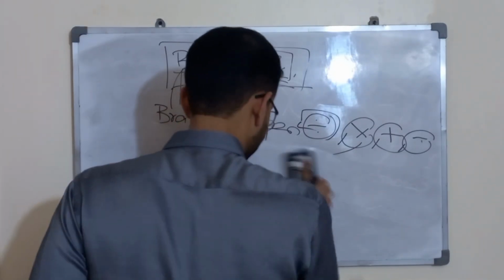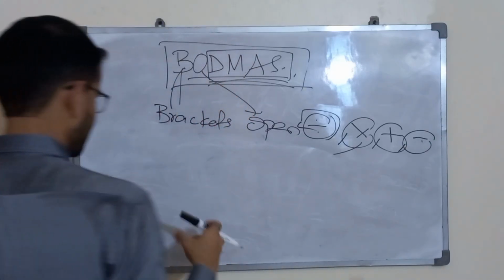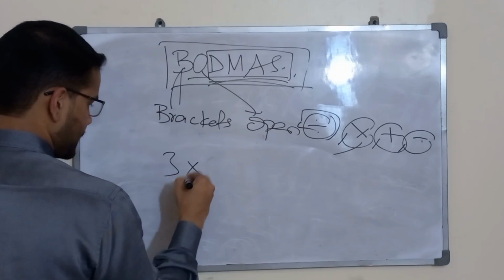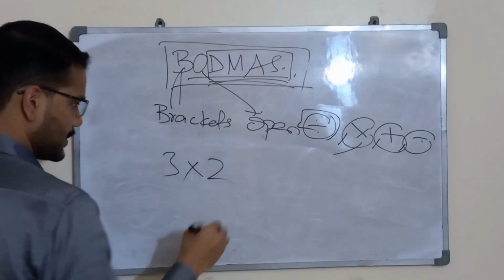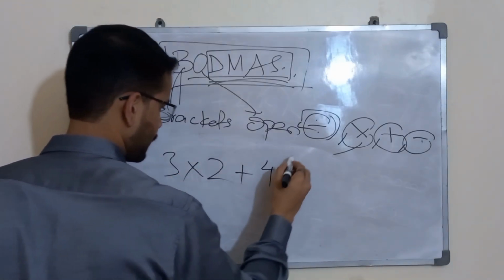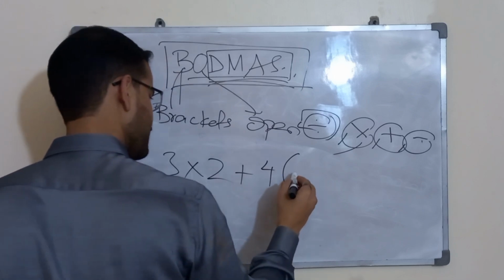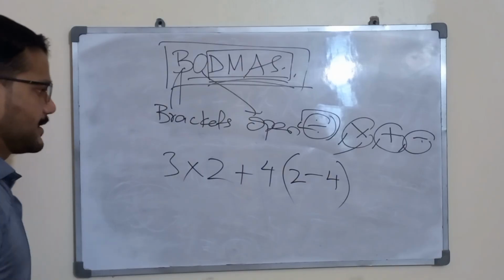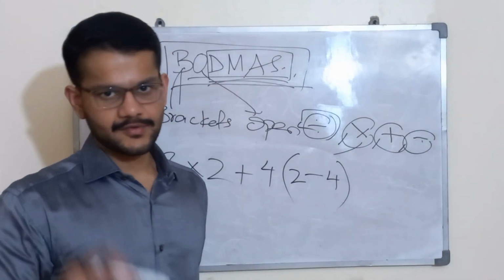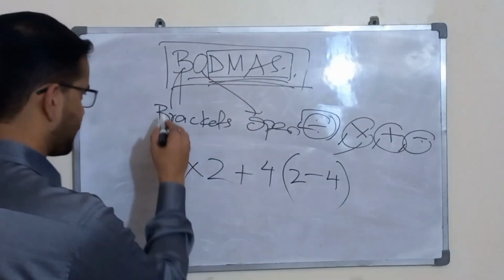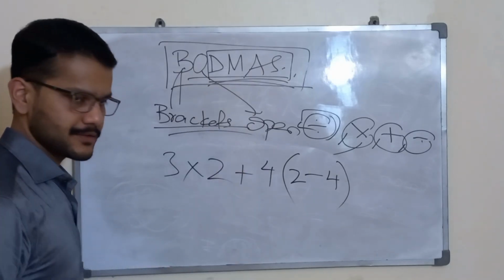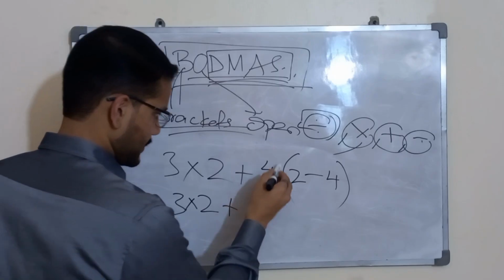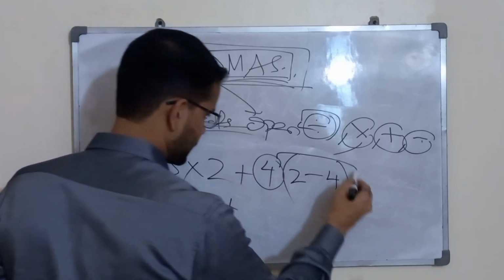One last question. 3 multiplied by 2 plus 4 bracket open 2 minus 4. Now in accordance with the BODMAS rule, first of all we will open the brackets. So 3 multiplied by 2 plus this 4 will be multiplied by both of these numbers inside the bracket.